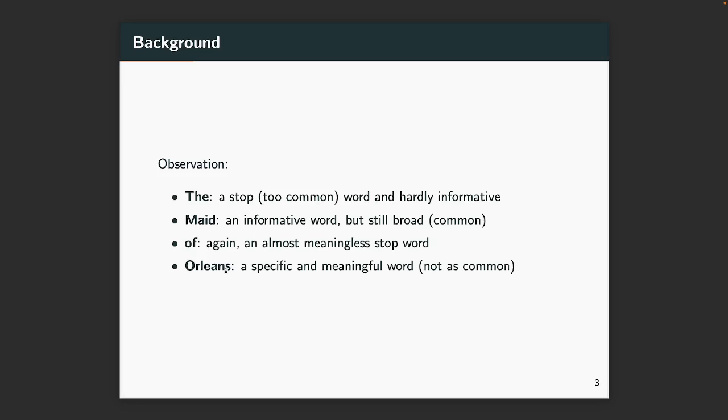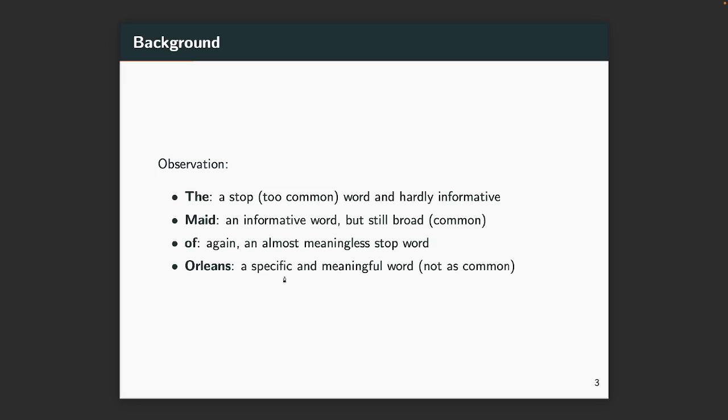And then if you attach "Orleans" to "maid," I think it gives more context. It makes the "maid" more specific, right? So "Orleans" is a specific and more meaningful word because it's not as common. It's not everywhere because it refers to a location, right? To a city. And so it gives the context.